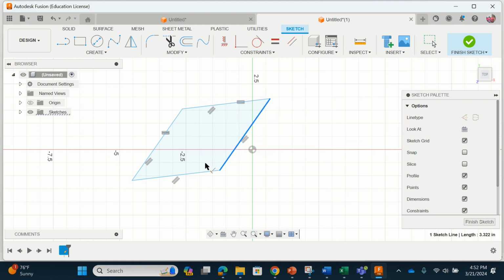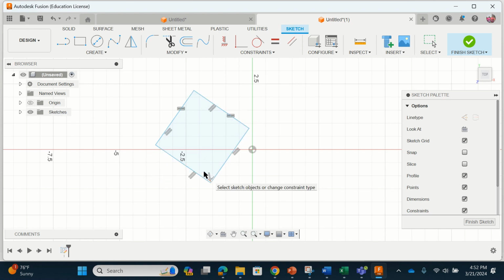I'll choose the right side and the bottom side. Notice that the perpendicular constraint appears, and I now have a square.